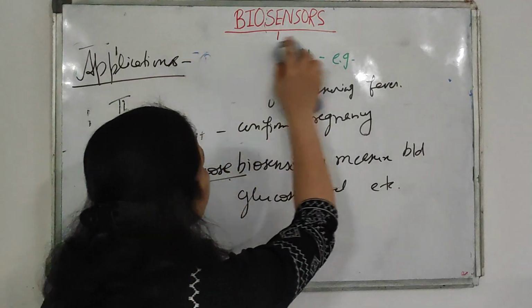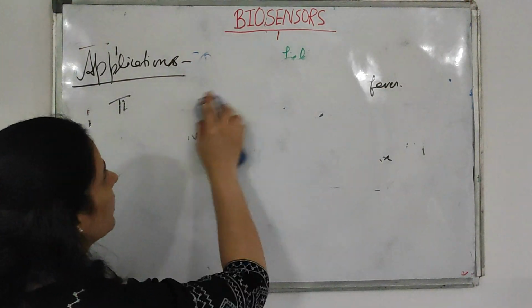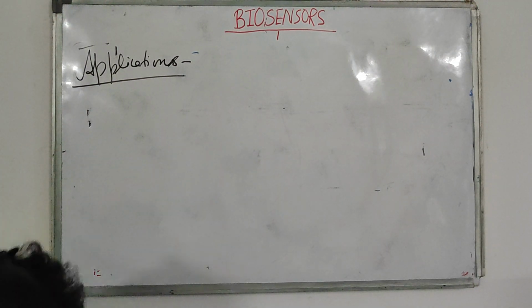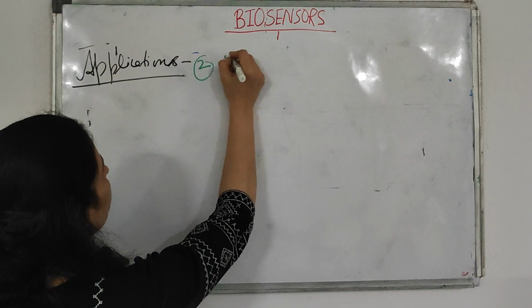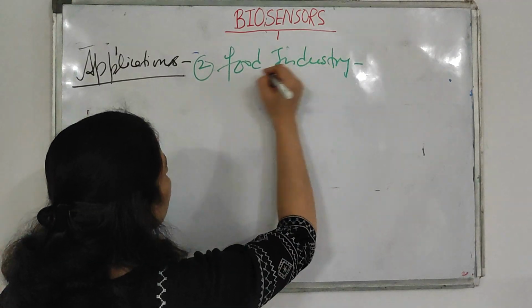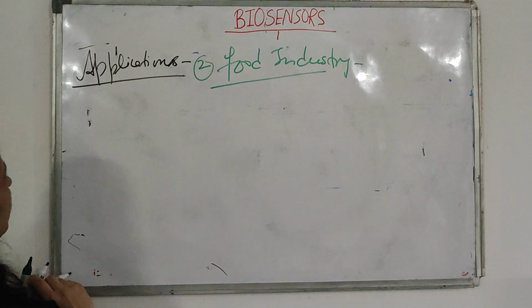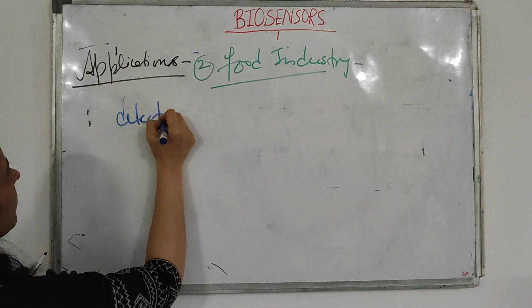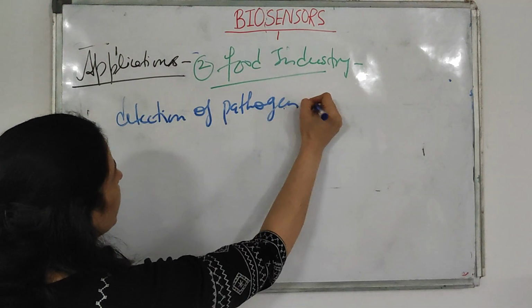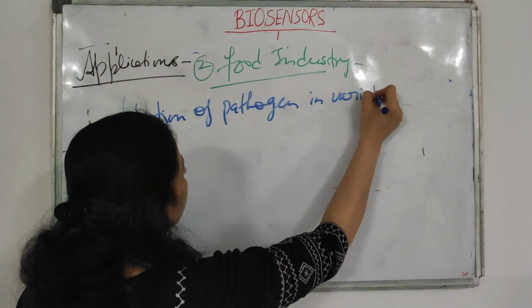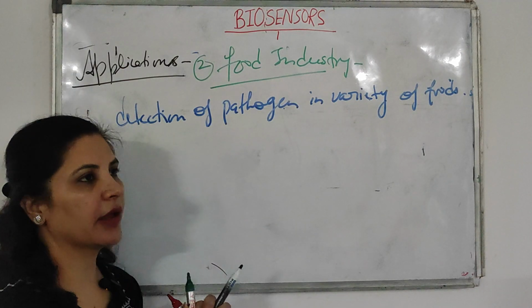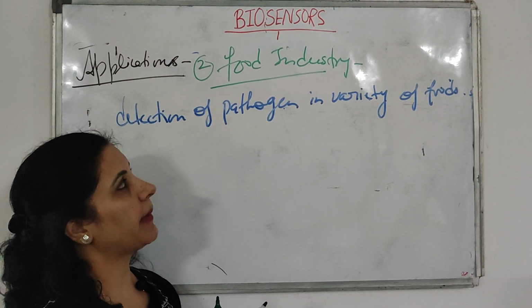What other field in which you will use this biosensor? Next is your food industry. In the food industry, biosensors are also used. The second application is in your food industry. So in the food industry, how do you use it? You will use it for detection of pathogens in a variety of foods. Okay, so for detection of various pathogens in any kind of food, you will use this biosensor in the food industry.